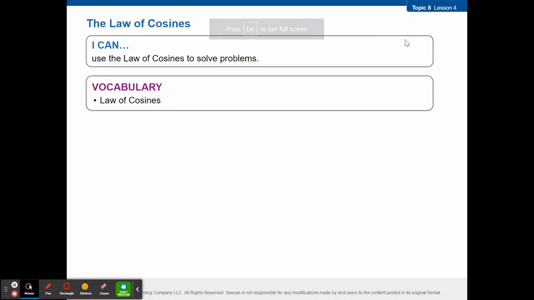Okay, so today we're talking about law of cosines. We're going to use the law of cosines to solve problems. Your new vocabulary is the law of cosines. Take out that foldable. The law of cosines is in there.